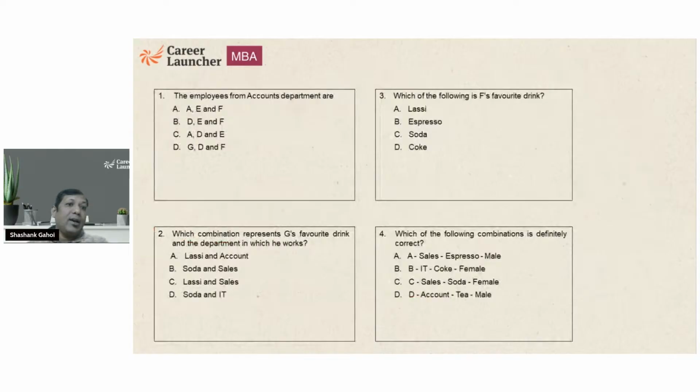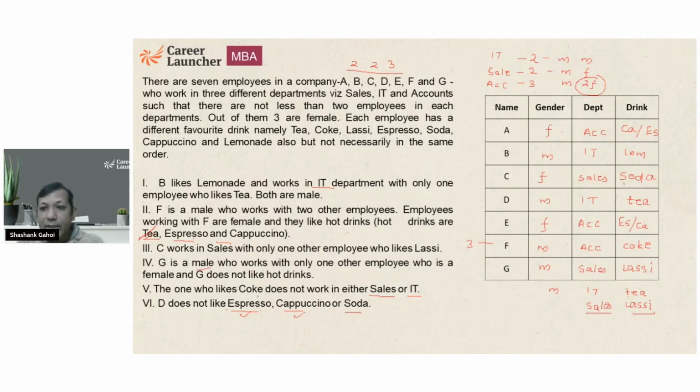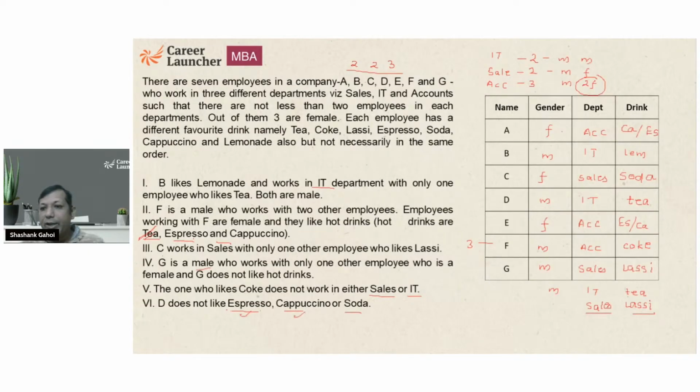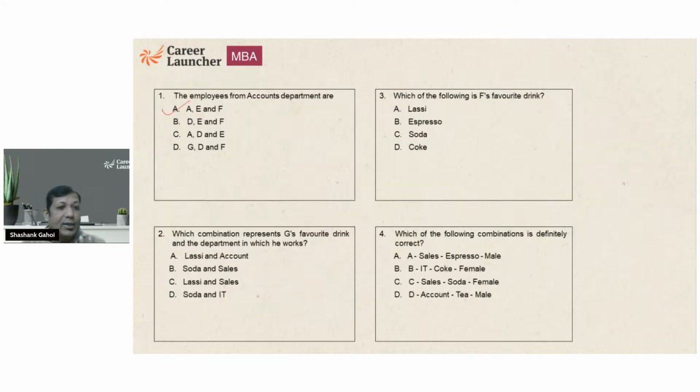Now, the first question is asking the employees from the accounts department are. If you read the first question itself, you know that there are going to be three employees in the accounts department, and who they are, that is going to be A, E, and F. A, E, and F, that is going to be option A. Okay. Which combination represents G's favorite drink? G's department is sales and G likes lassi. We get sales and lassi. Yes, that is option C.